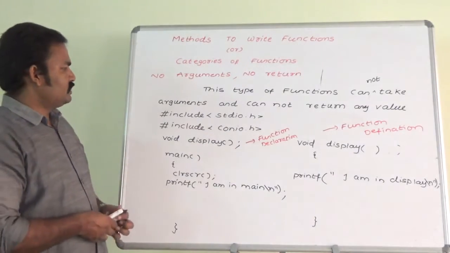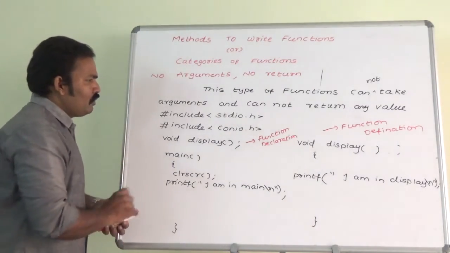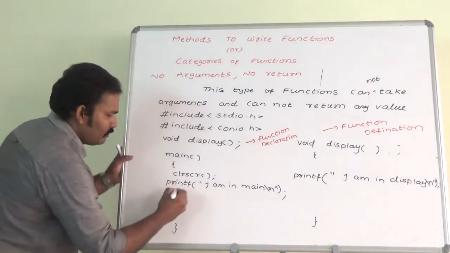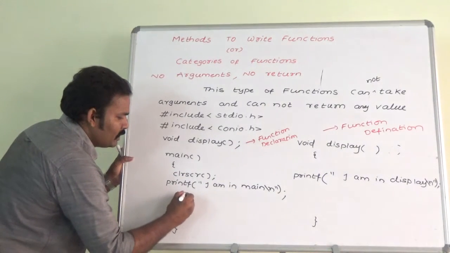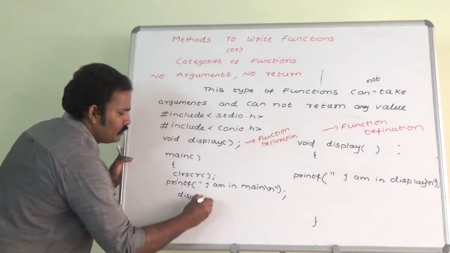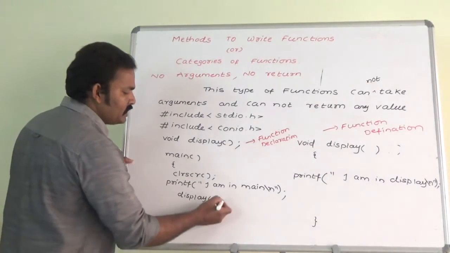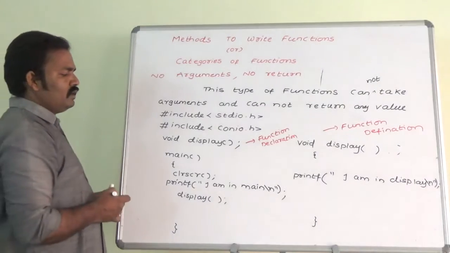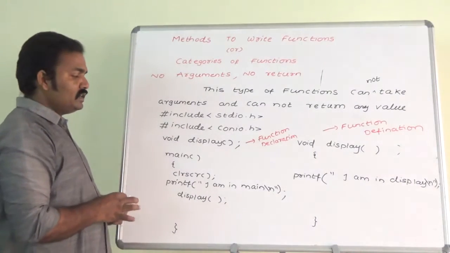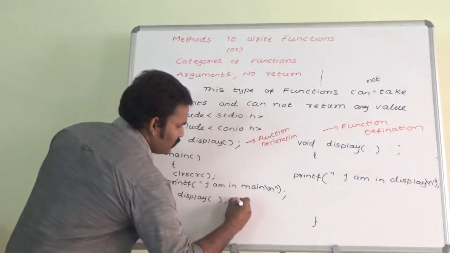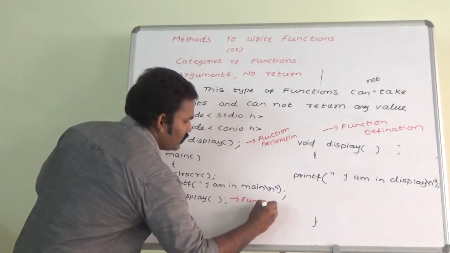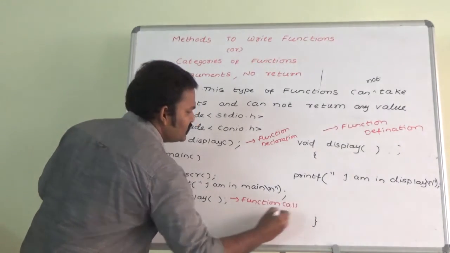Okay, right. Now I want to call the display function. A function can be called by using the function name followed by parameters enclosed within the parentheses, and the function call statement should be terminated with a semicolon. So this is the function call, or calling function statement. A function call is a single statement.